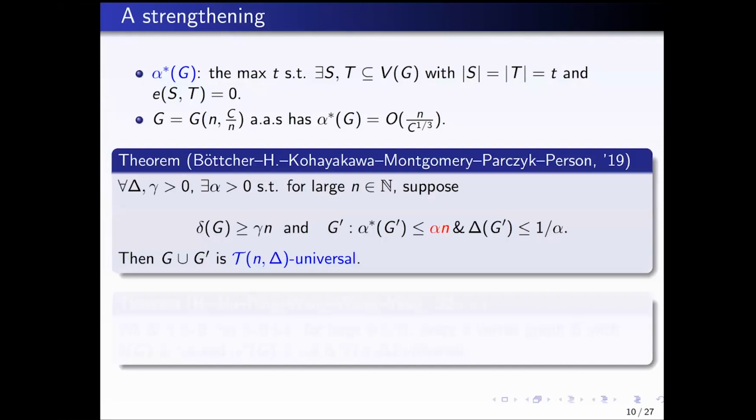And then what essentially we proved in that paper is that if you take a graph G with minimum degree γn, and then you take a G′, which is a pseudo-random graph, and we don't really need it to be super pseudo-random, we only need the α-star condition to be αn, and the maximum degree to be 1 over α, some constant related to α. Then we show that this union of G and G′ is (T,Δ)-universal, contains every bounded degree spanning tree, and it is universal automatically because there is no probability involved.